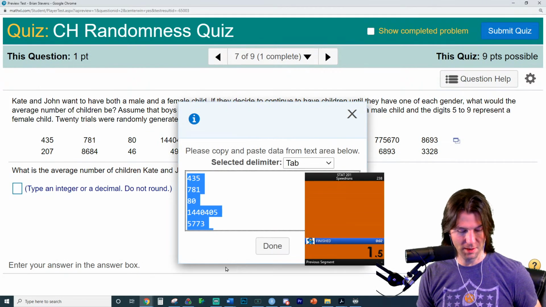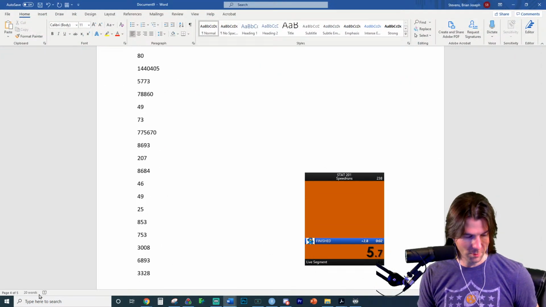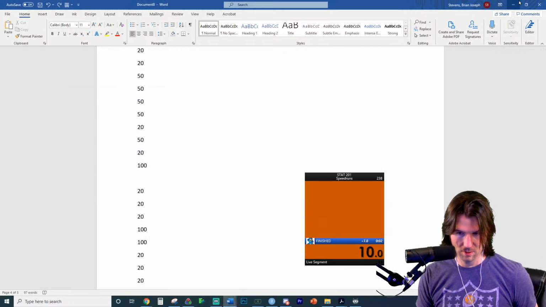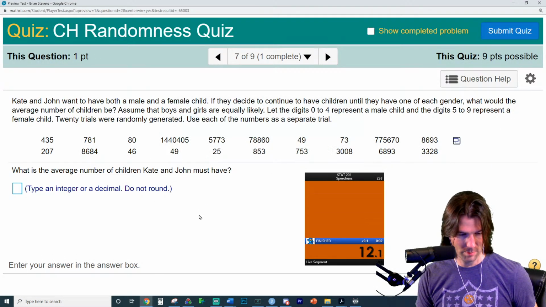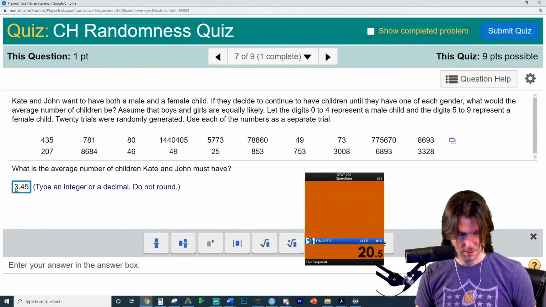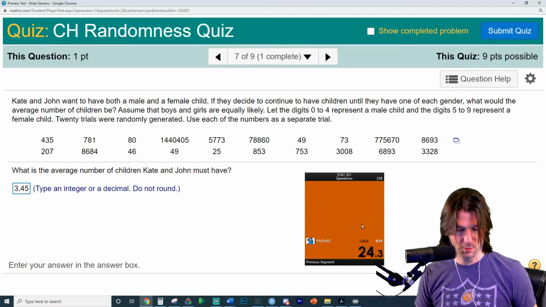Let's do it. We're going to go copy to clipboard. We're going to copy it. We're going to go over here, and we're going to go everywhere. And that's 6.9. And so 6.9. And how many trials did they have? So 20 trials did they have? 69 divided by 20. 3.45. Did I do it? Solve it. There we go. Right over 20 seconds.